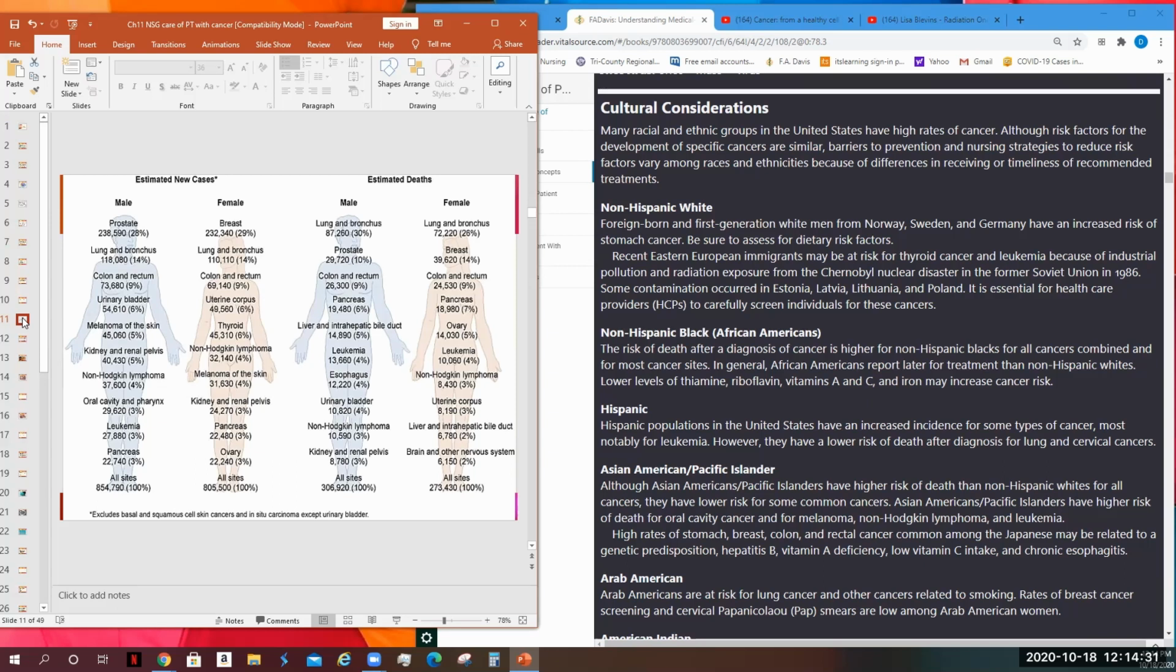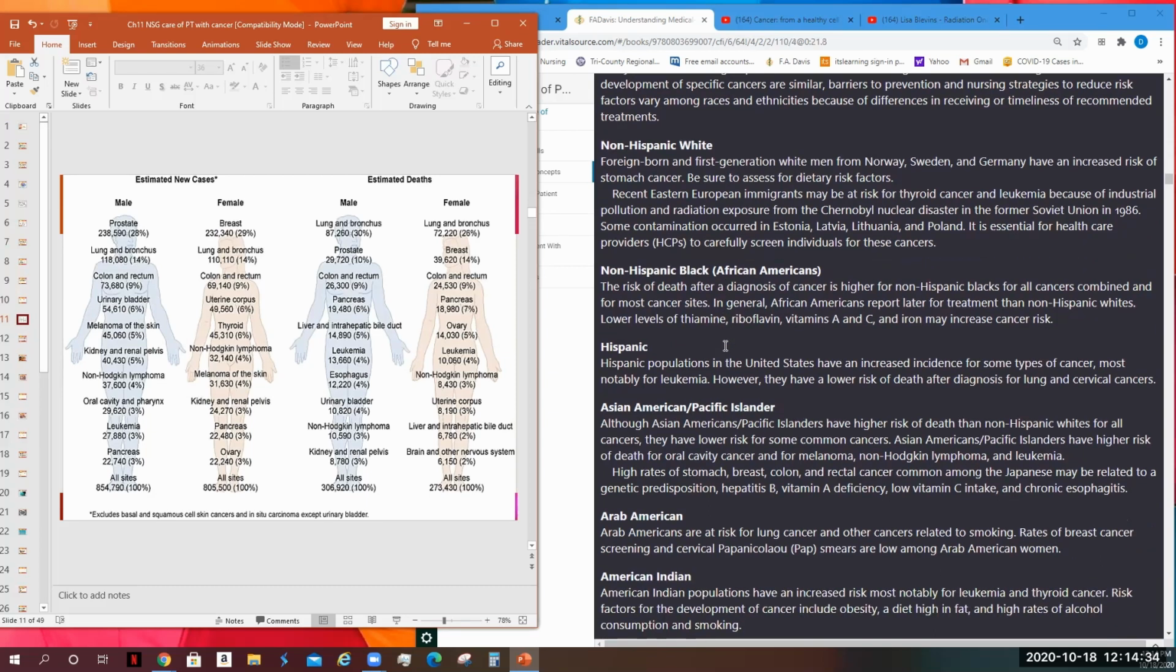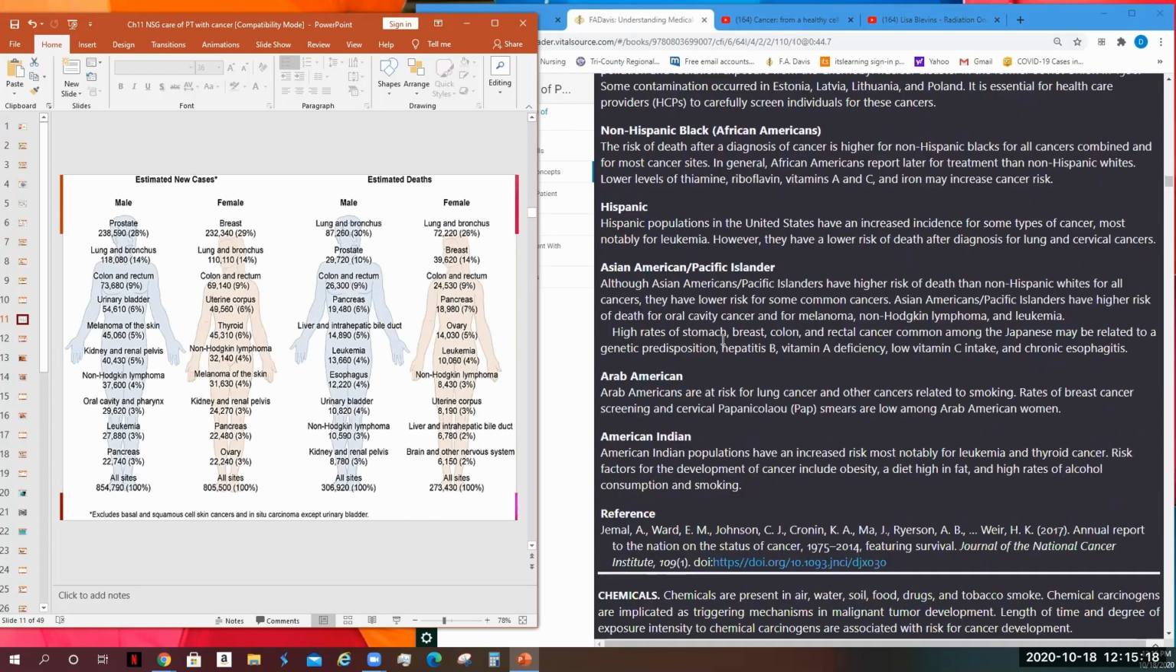Non-Hispanic white, foreign born, and first generation white men from Norway, Sweden, and Germany have an increased risk of stomach cancer. Be sure to assess for dietary risk factors. Recent Eastern European immigrants may be at risk for thyroid cancer and leukemia because of industrial pollution and radiation exposure from the Chernobyl nuclear disaster in the former Soviet Union in 1986. Some contamination occurred in Estonia, Latvia, Lithuania, and Poland. It is essential for healthcare providers to carefully screen individuals for these cancers.